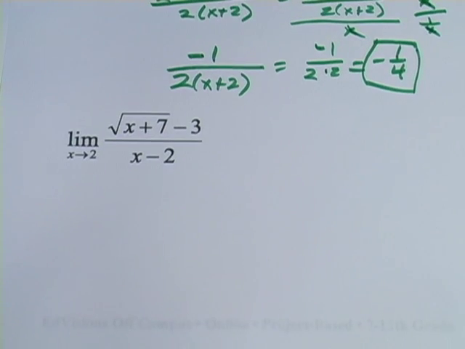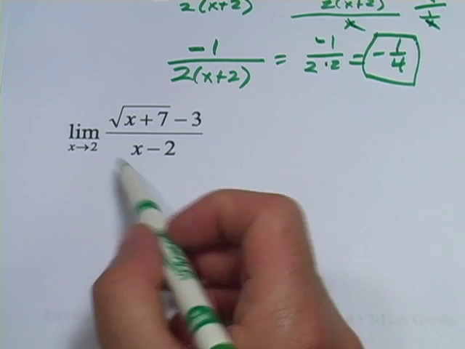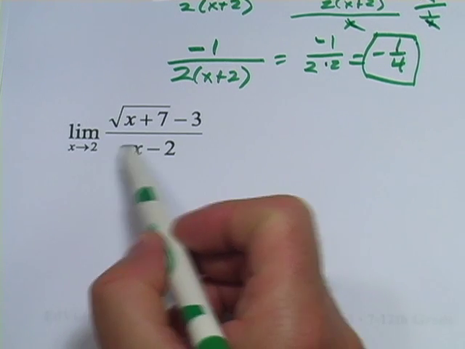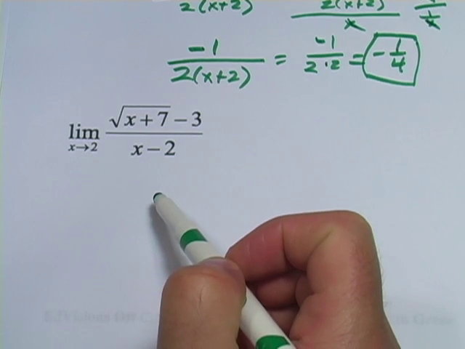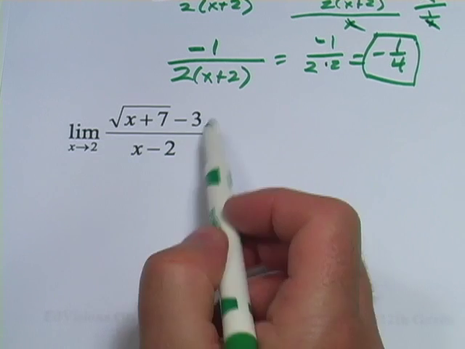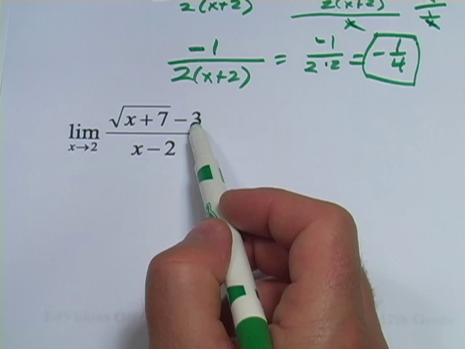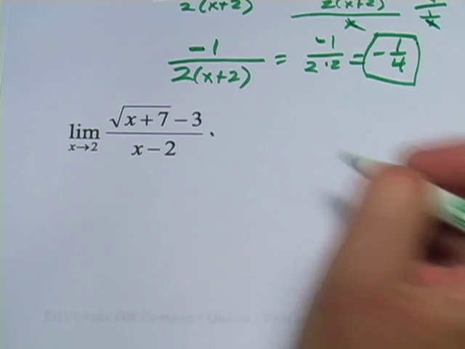We've got the limit as x approaches 2 of the square root of x plus 7 minus 3 over x minus 2. And you notice if you plug in a 2 for x, the denominator becomes 0. I think in this case, the method I'm going to try is to rationalize the numerator. I've got the square root of x plus 7 minus 3. I'm going to multiply by the conjugate.